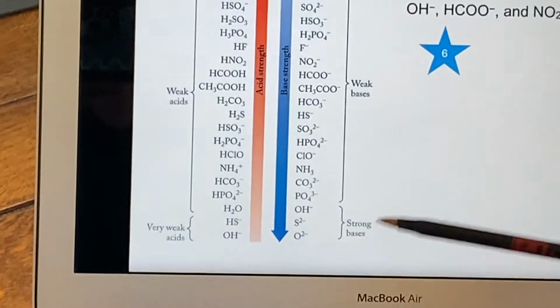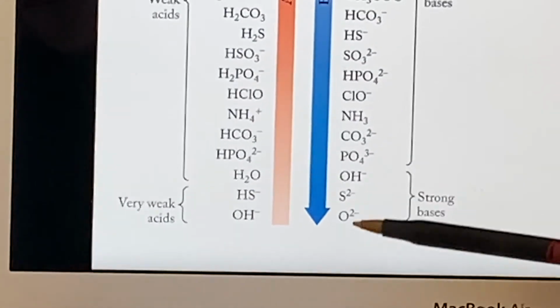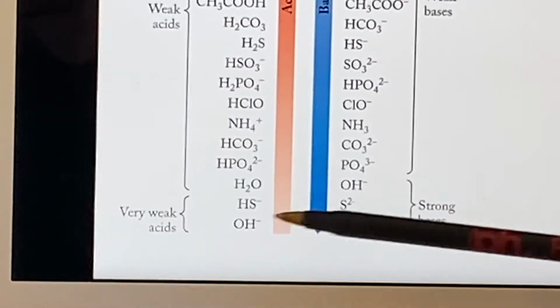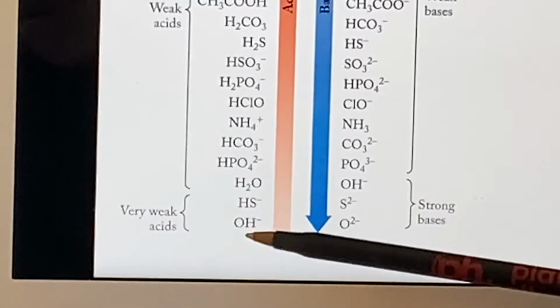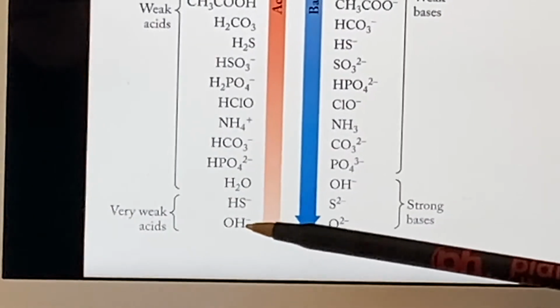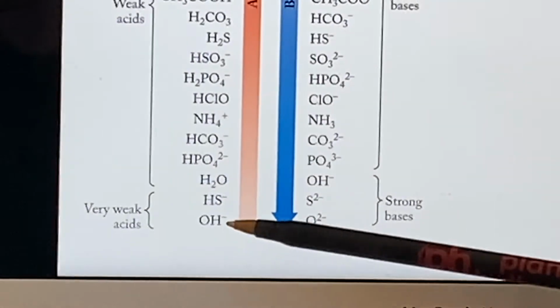And then here at the bottom, here are some strong bases. They only mention a couple of interesting ones. I would note that OH minus would be a very weak acid, because normally that's indicative that something's basic, right? So yeah, it's about as weak as you can get.